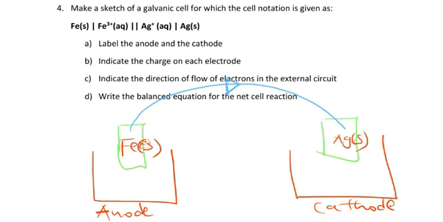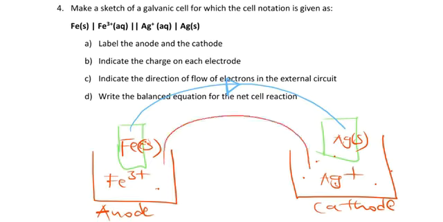Then the solution, here we have ions, and equally on the other side as well. Then what is missing? We need to put a salt bridge. Let me use a bridge. Okay, so the salt bridge that was used was not specified, so you can just label it as a salt bridge. So that arrow is indicating the flow of electrons.